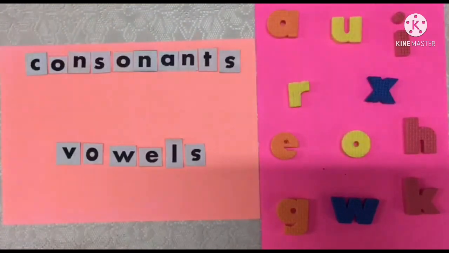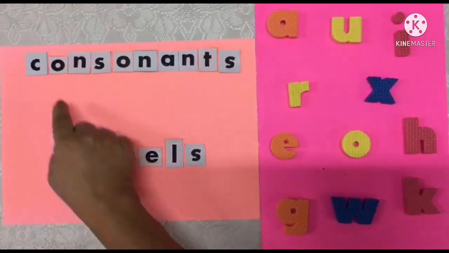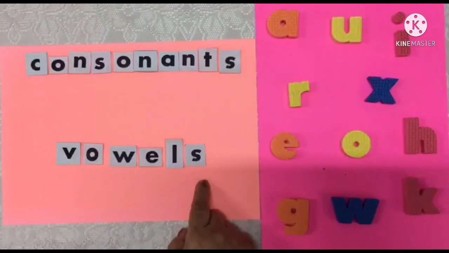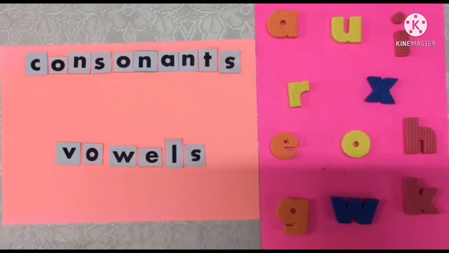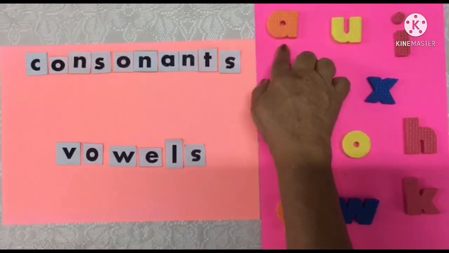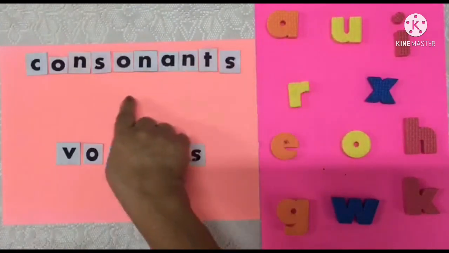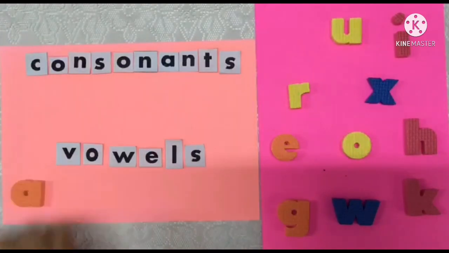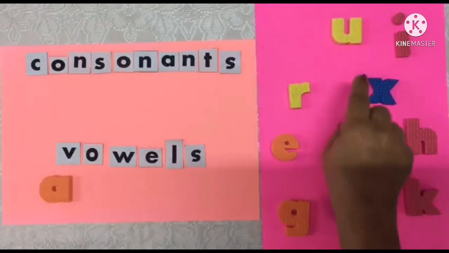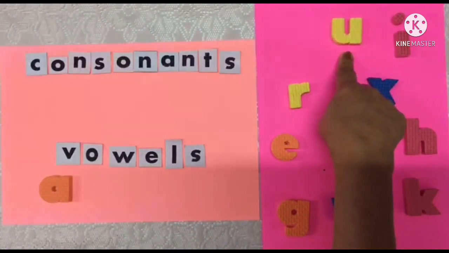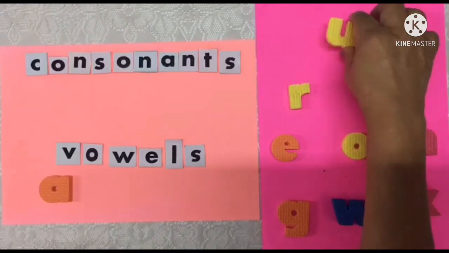Now children, before we start our exercises, let's do a short activity. Here we have the consonants and here the vowels. Let me see if you remember them. What letter is this? A. Is A a consonant or a vowel? A vowel. Let me put the A here. The next letter, U, is it a consonant or a vowel? A vowel.